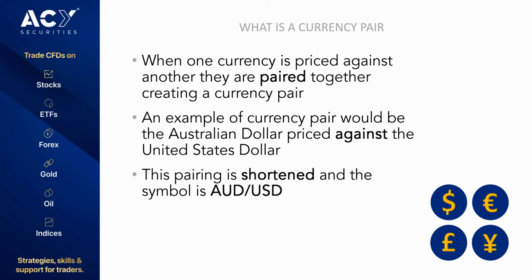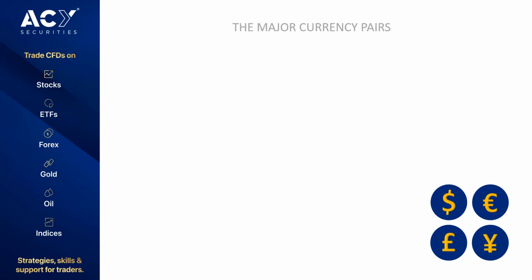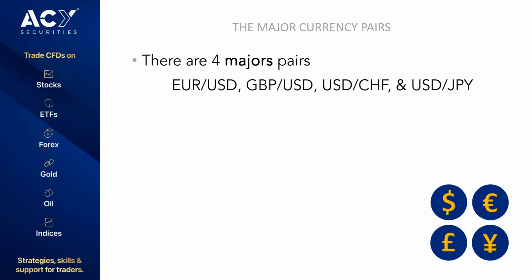Let's now look at the makeup of the major currency pairs that you can trade. Now that we know what a currency pair is, we'll go through the major pairs. There are 4 major pairs, and they are the euro to the US dollar, the pound to the US dollar, the US dollar to the Swiss franc, and the US dollar to the Japanese yen.